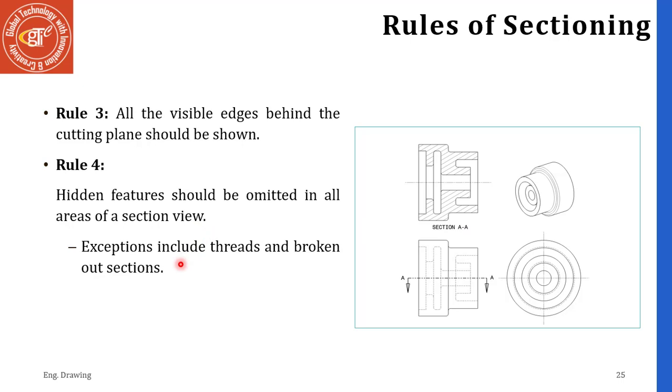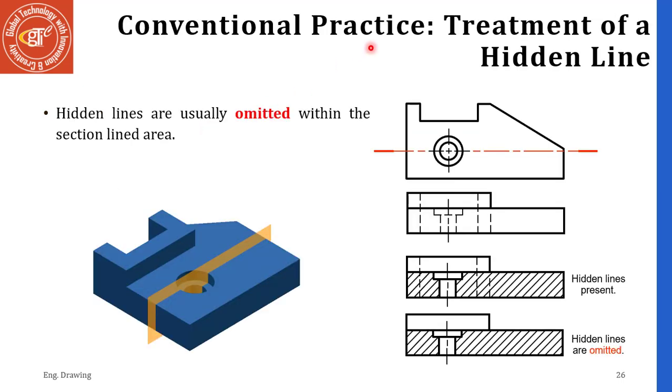Rule number 4 is that hidden features should be omitted in all areas of the section view, and there are some exceptions that include threads and broken out sections. Here you can see the conventional practice for treatment of hidden lines. Here you can see the section lines are usually omitted within the section lined area, as shown here, omitting the hidden lines. And here you can see hidden lines are present. As the dimensioning of this feature is important, that's why we show this part with a continuous line.